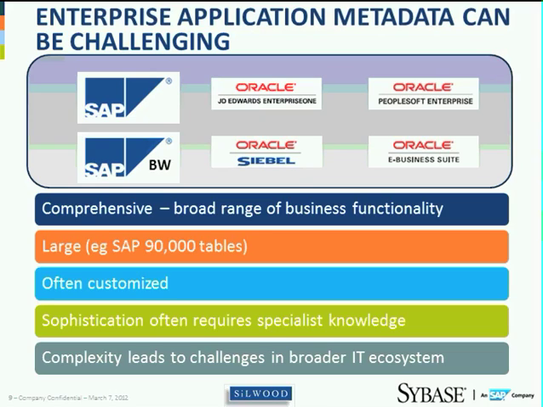And this sophistication means that it often takes specialist knowledge to understand these applications and to be able to make use of the metadata in the context of those data warehousing and application rationalization and master data management projects that we all get involved in. And that specialist knowledge may be difficult to find, it may be rare within your organization, or you may have to go outside to find it. And that can deliver a drawback or a delay to your project.